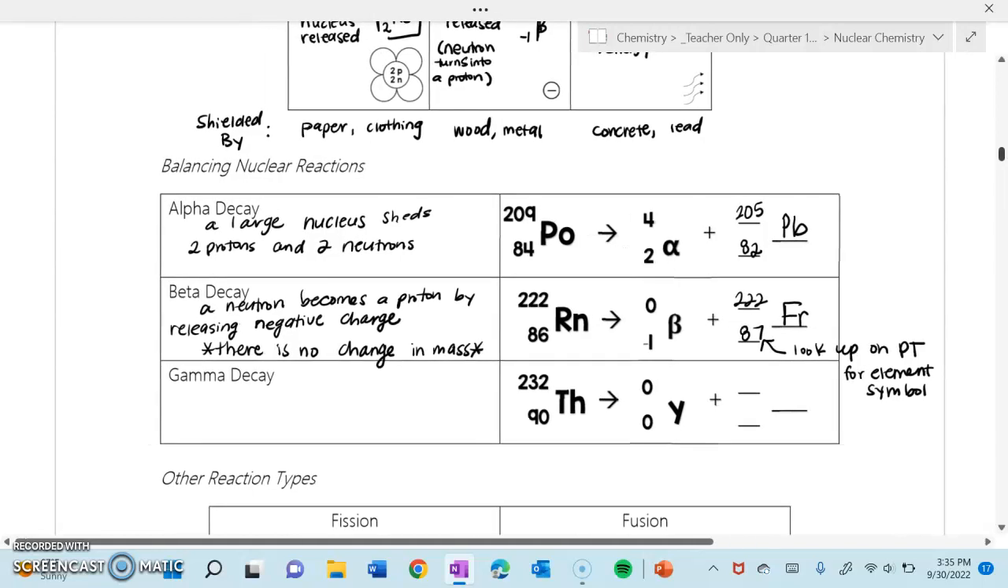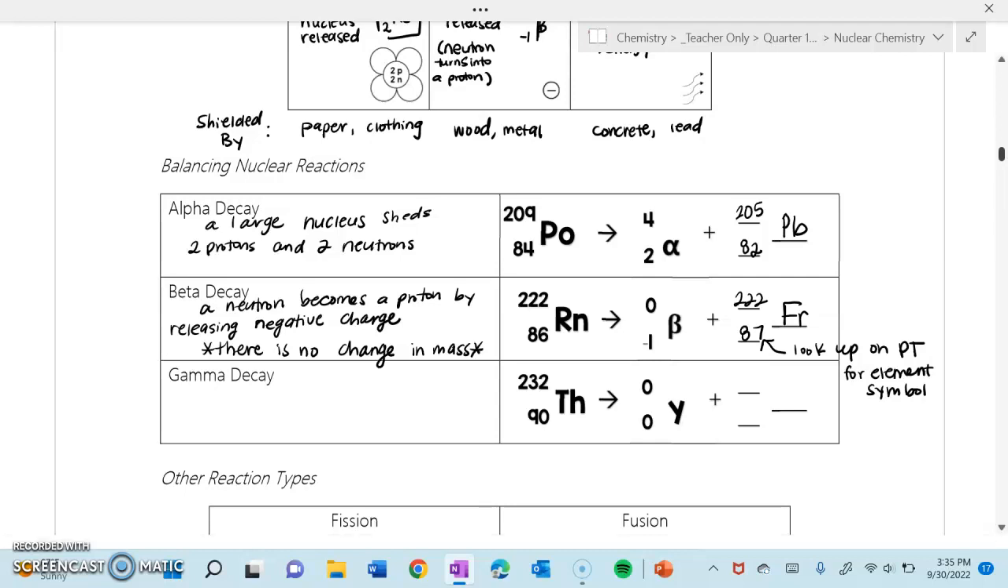Lastly, gamma decay is radiation that's emitted in the form of a really high energy wave. It's not an actual particle. It's just, I say just, but it's a very strong and dangerous form of radiation.